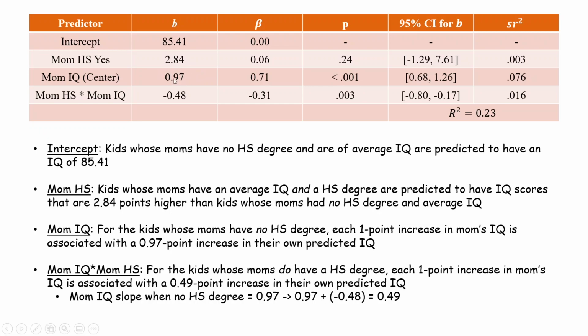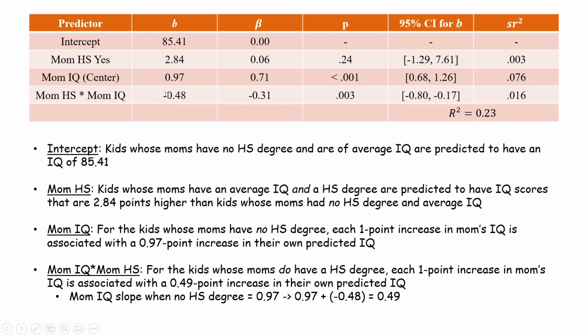The slope for mom's IQ, that's for the kids whose moms have no high school degree. So when high school equals 0, each 1-point increase in mom's IQ is associated with a 0.97 increase in the child's predicted IQ. So I'll say that again. For the kids whose moms have no high school degree, so for the kids where high school equals 0, each 1-point increase in the mom's IQ variable is associated with a 0.97 point increase in their own predicted IQ.